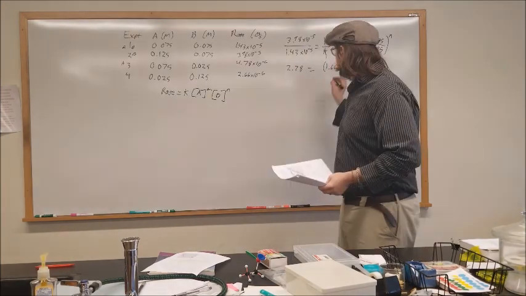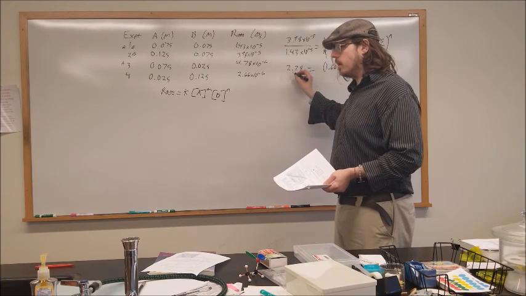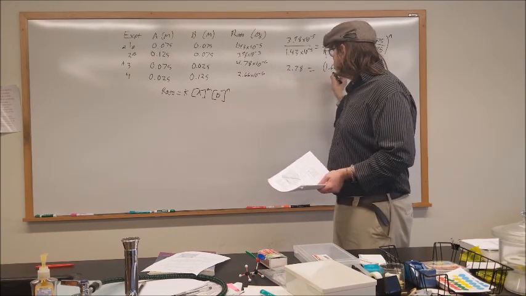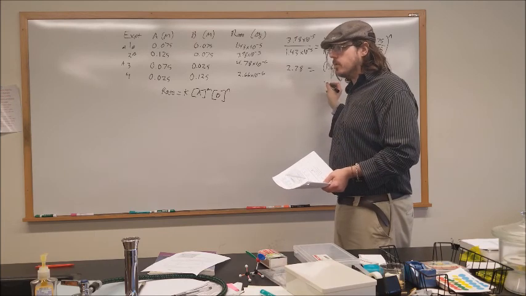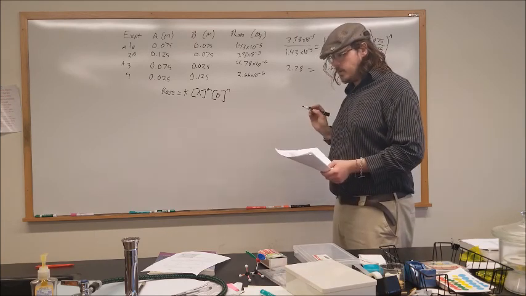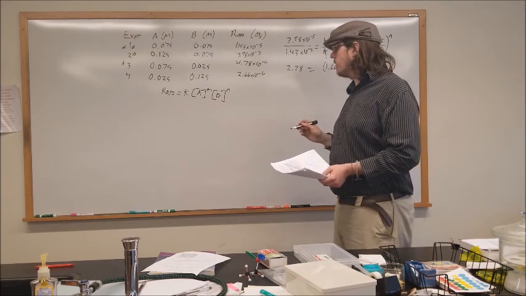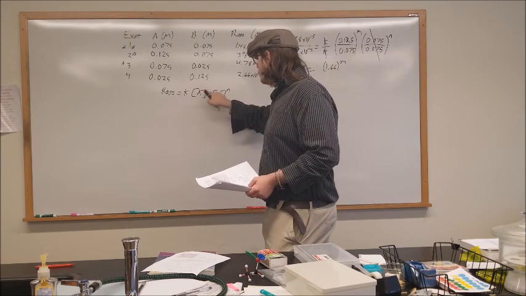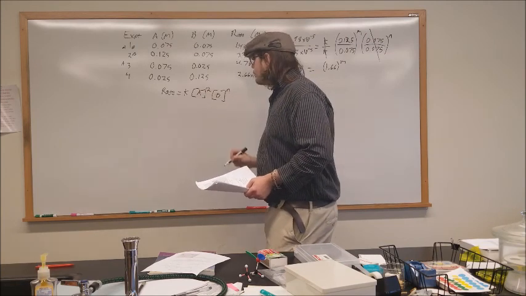If the order was 0, this would have to be 1. If this is 1, well, those numbers would have to be the same. So let's try 2. If you try 1.66 squared, you should come up with 2.78. So that tells us that M is 2.